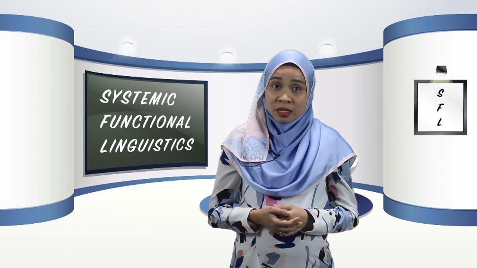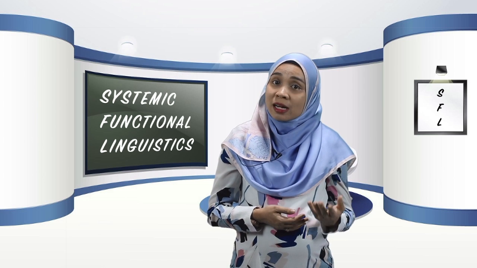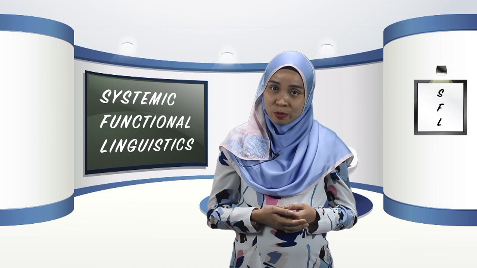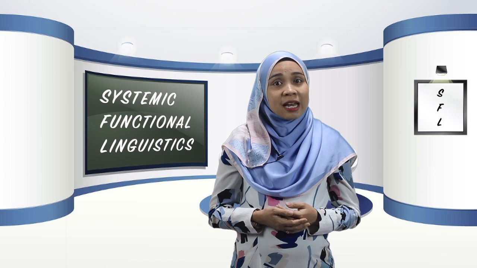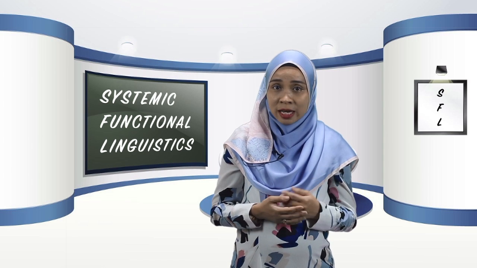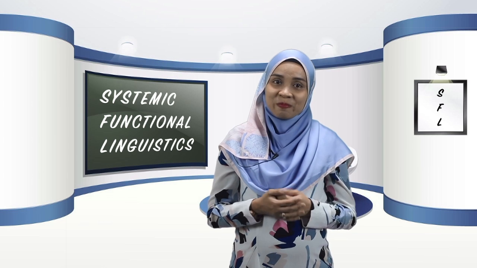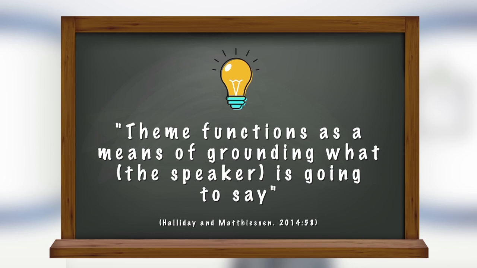According to Halliday and Matthiessen, textual metafunction refers to the point of departure of the message, that which locates and orients the clause within its context. What this means is that when you analyze a text from a textual metafunctional perspective, you are actually analyzing how writers organize a particular message and how they create a text. This point of departure is referred to as theme. In this context, the theme functions as a means of grounding what the speaker is going to say.